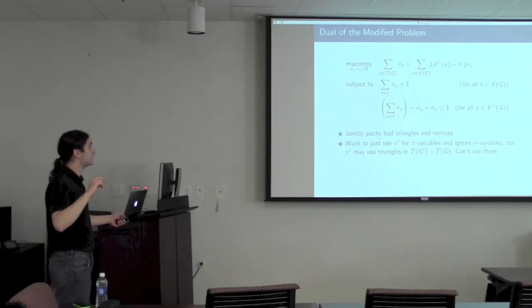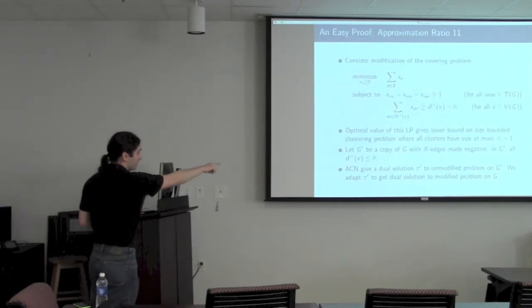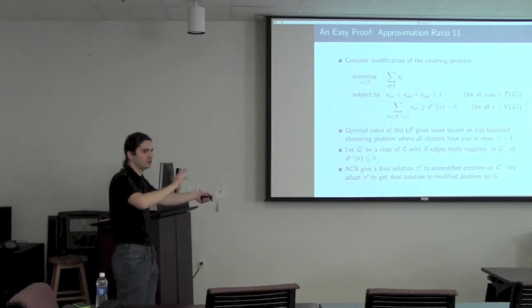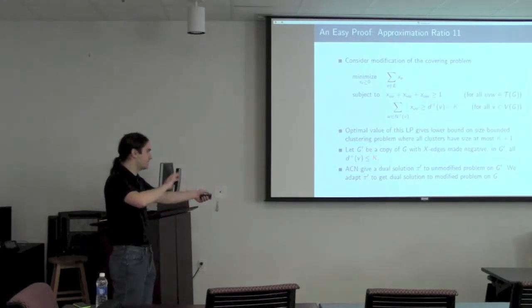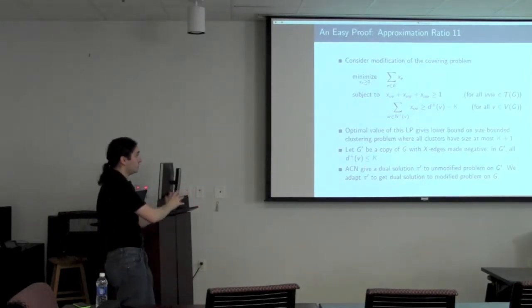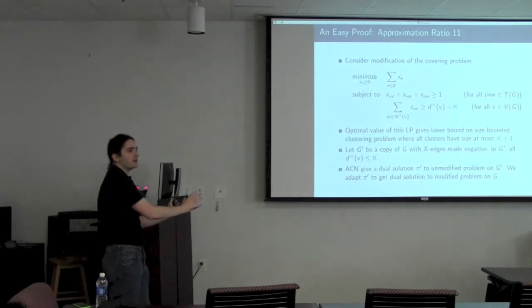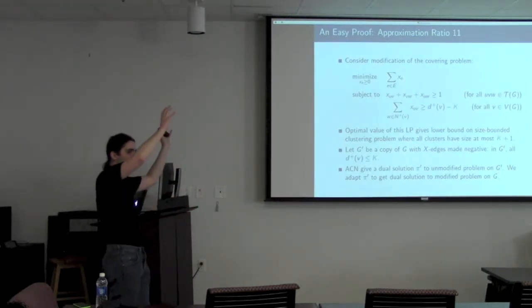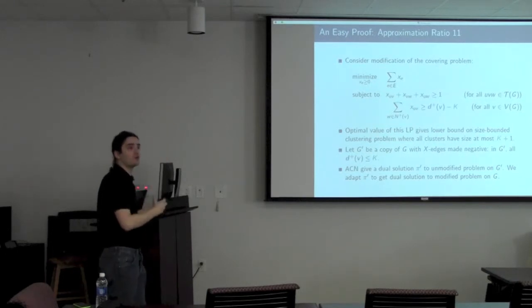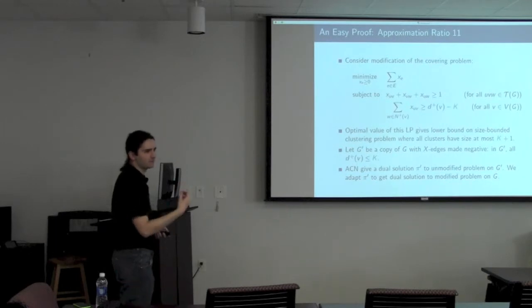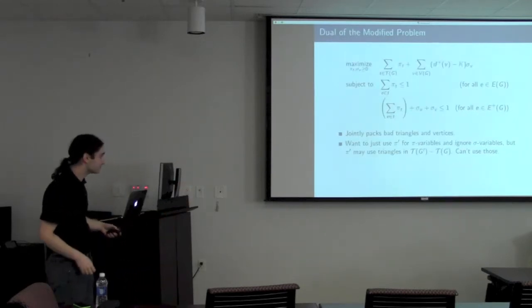Right, so the idea is we're going to go from G to G prime and run CC pivot on G prime, which is this deleted graph. I'll get a dual solution to the problem for G prime, and I want to modify that to get a dual solution for G. I'll talk more about what that means in detail later, so maybe that'll clear up the question a little bit.